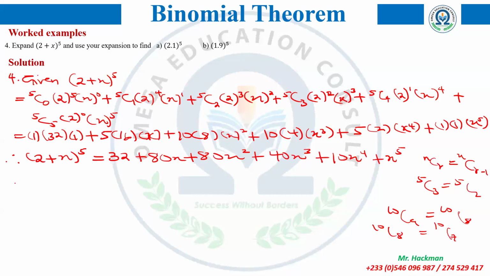So A, what are we given? 2.1 all to the power 5, is that not it? And always what will be asked is to use your expansion to approximate or to evaluate. The powers must be the same before you can. Immediately the powers are not the same, you cannot.